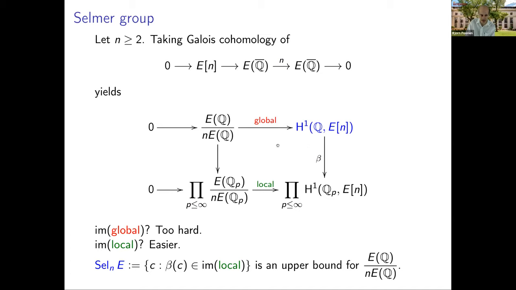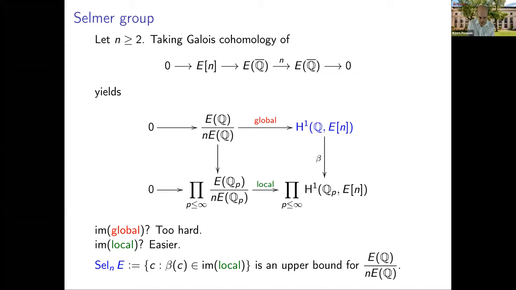And so you can define the n-Selmer group to be a subgroup of this group. Those are the classes C belonging here such that when you map them down, they're in the image of this local map. And that's necessary in order for that C to have a chance of coming from here. So these are classes that maybe are not in the global image, but they at least satisfy this weaker condition of being in the local image. So that's going to be an upper bound for the global image, an upper bound for this group here.